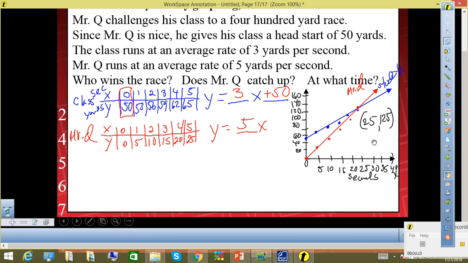Seabass. Mr. Q caught up. What does the 25 represent? And where are we at? 25 yards. We are what? 125 yards, and that's where I catch up after 25 seconds. All right?